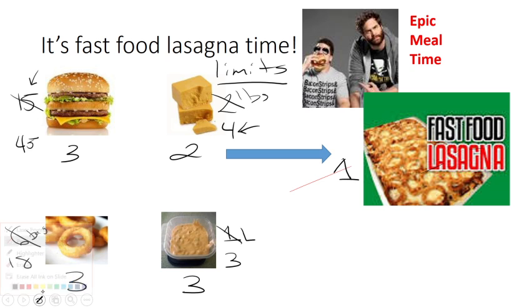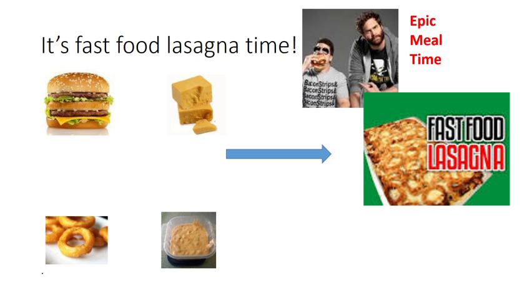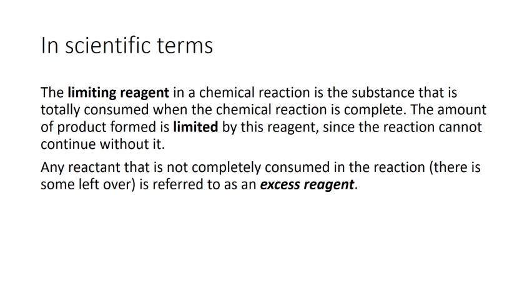So this concept, as strange as it may seem to talk about fast food lasagna in this way, is the idea of limiting reagents. Right? So a limiting reagent in a chemical reaction is the substance that is totally consumed when the reaction is complete. The amount of product formed is therefore limited by this reagent since the reaction cannot continue without it. So any reactant that is not completely consumed, on the other hand, is an excess reagent, right? So that means that there is going to be some left over.